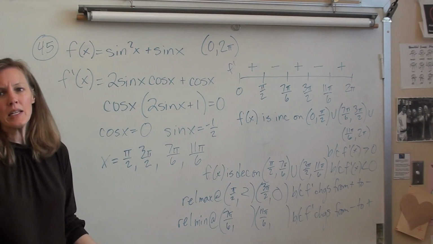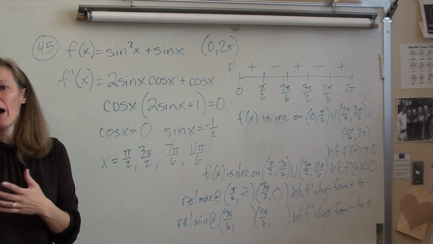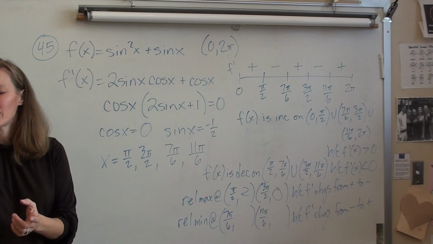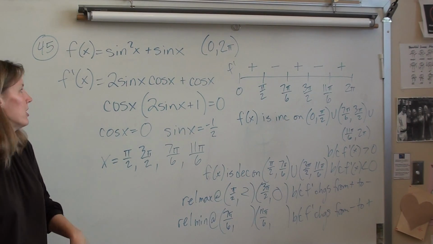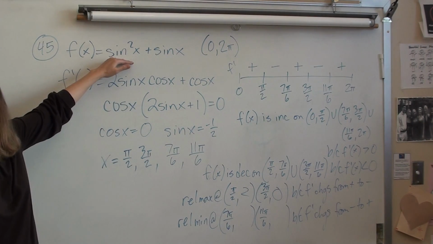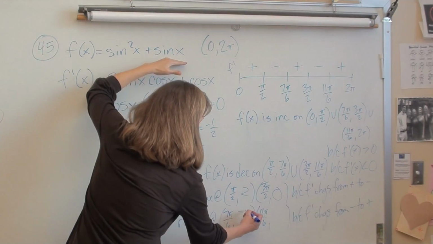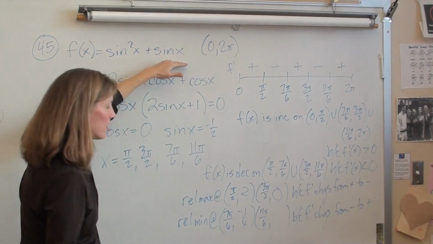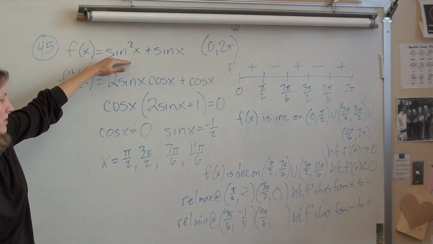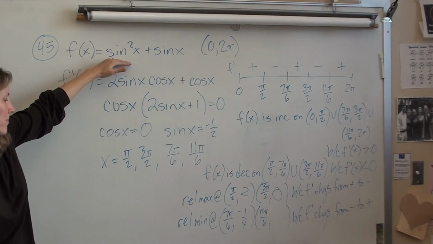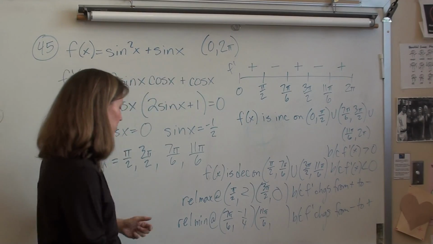For 7 pi over 6, the sine of pi over 6 is 1/2, so the sine of 7 pi over 6 is -1/2. So we get -1/2 squared, which is 1/4, minus 1/2, so -1/4. And then same thing for 11 pi over 6, you get -1/2, so you get -1/4.